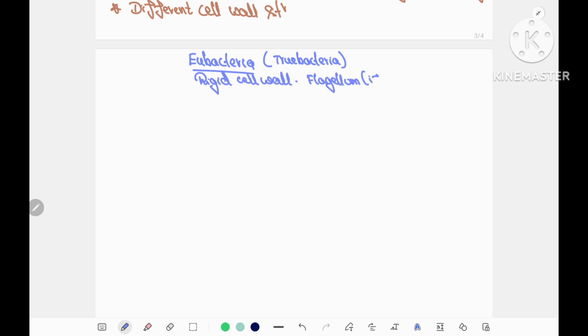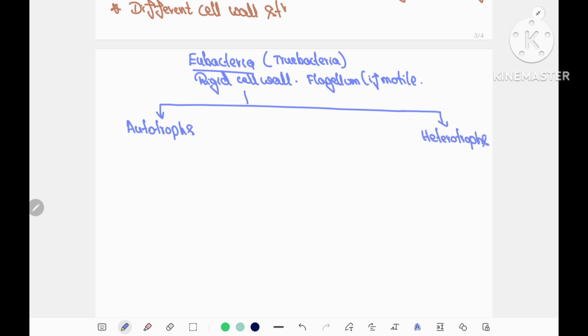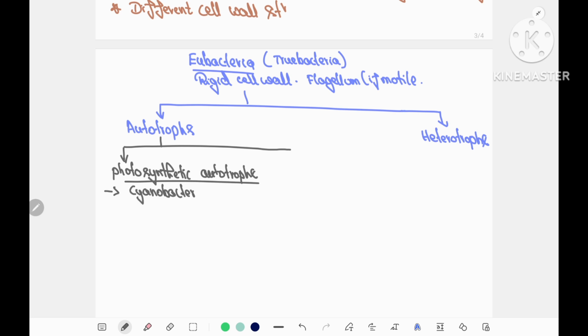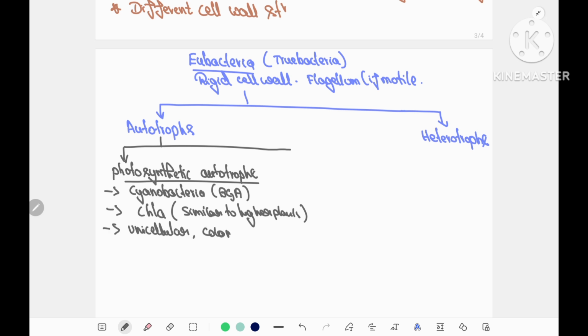Now let us move on to eubacteria. Eubacteria are called true bacteria because they have a rigid cell wall and flagellum if they are motile. Eubacteria are classified into 2 groups, autotrophs and heterotrophs. Autotrophs, as we say, are capable of synthesizing their own food, but the synthesis of food will be different. Based on that, they are classified into 2 groups. The first one is photosynthetic autotrophs. As the name suggests, they perform photosynthesis. Examples are cyanobacteria or blue-green algae.